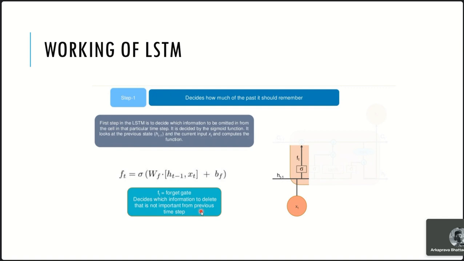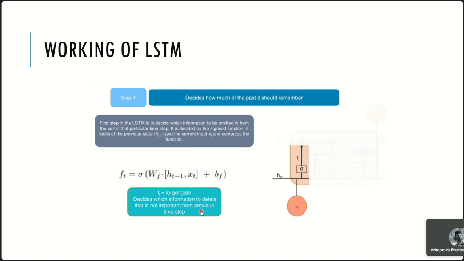So in HT minus 1, the information which is not required will be omitted. Please remember, not in the current input. XT तो वैसे ही रहेगा. But HT minus 1 से कितना information मुझे लेना है? That is decided by your forget gate.